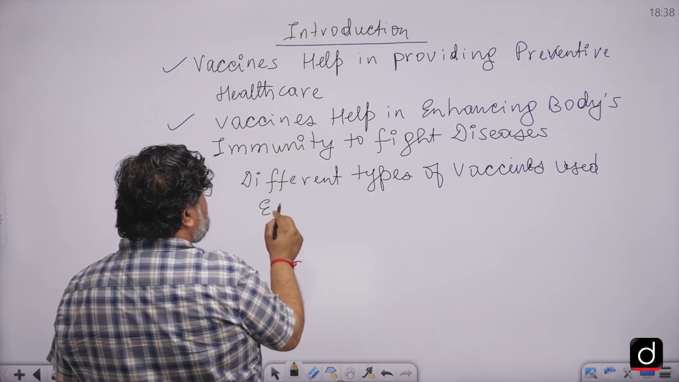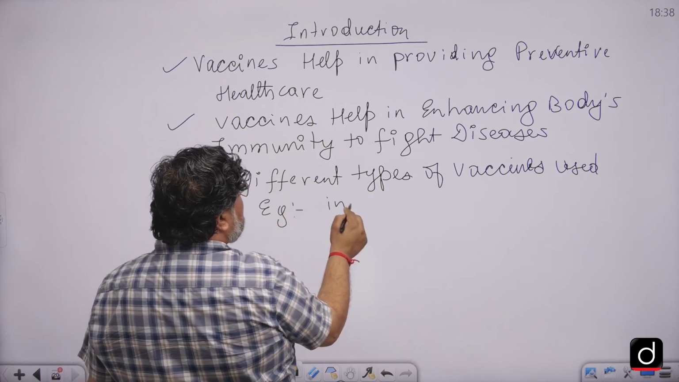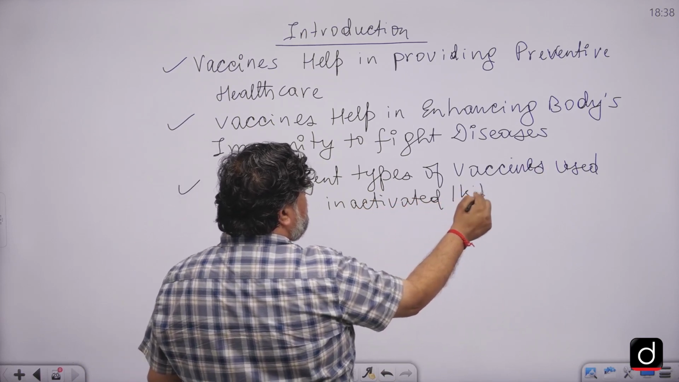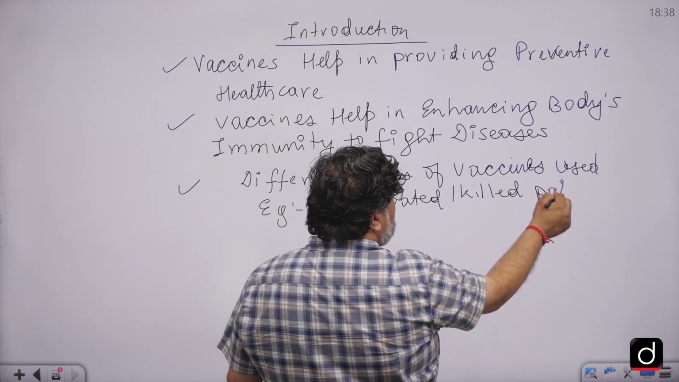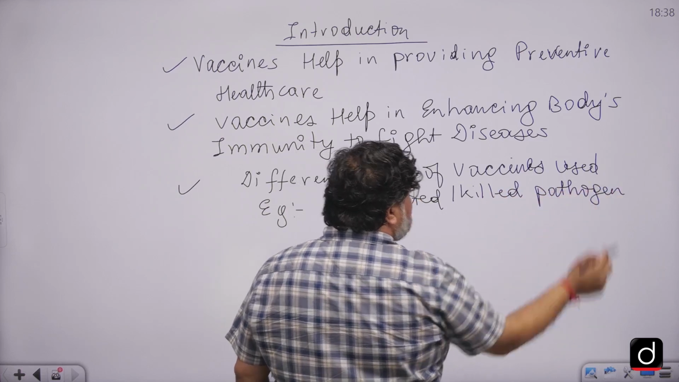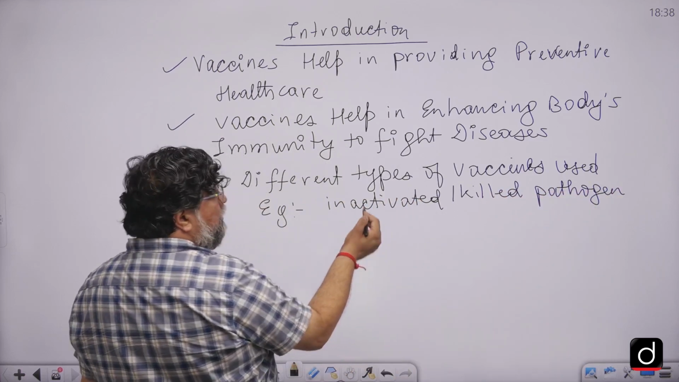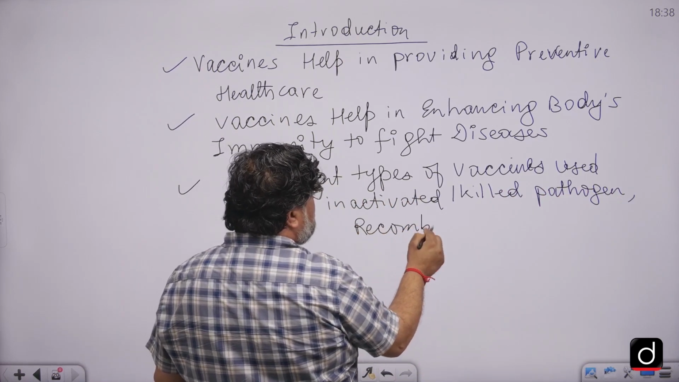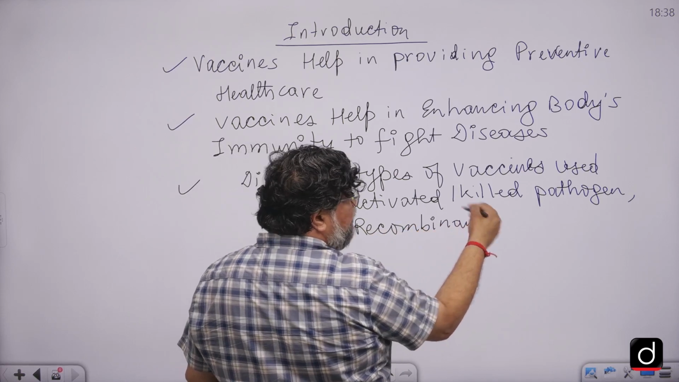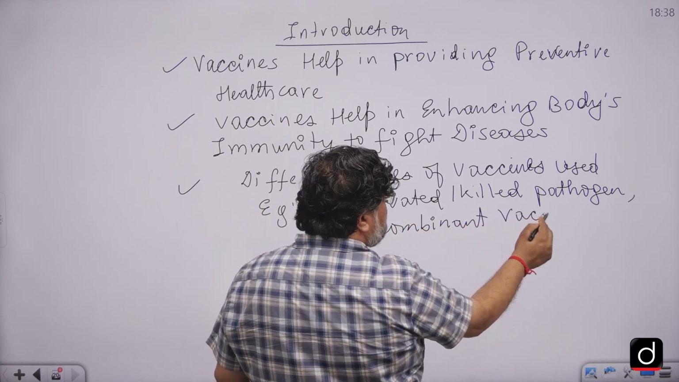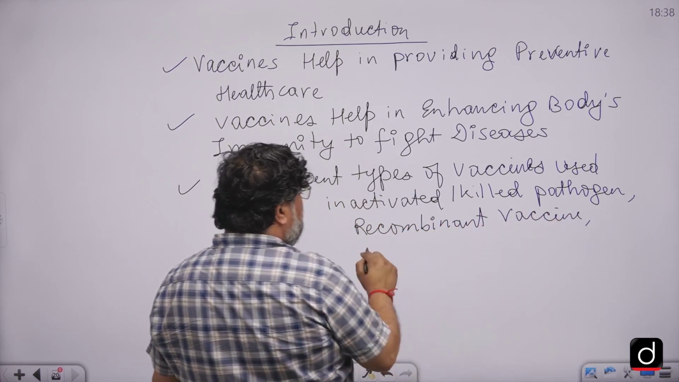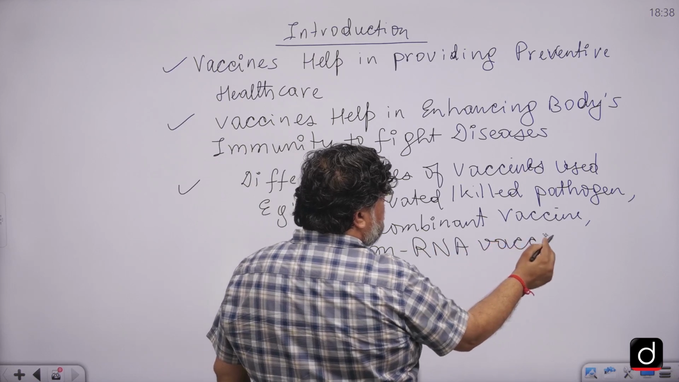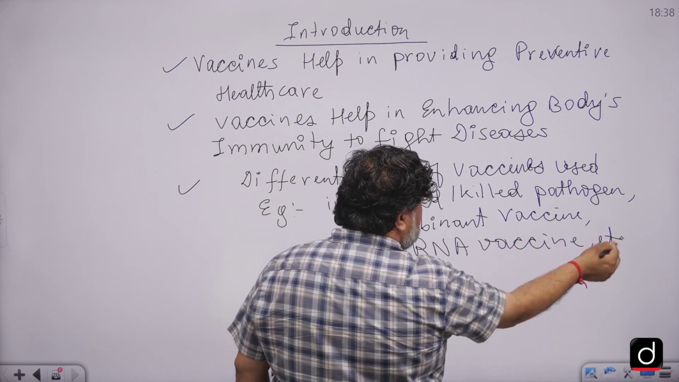And here you can give examples. Like inactivated, or what is called killed pathogen, where the virus is killed. Those kinds of vaccines are there. Or one also uses a recombinant vaccine, where genetic engineering, recombinant DNA technology is used to develop the vaccine. Or now messenger RNA, mRNA kinds of vaccines have been built, which are also used there.